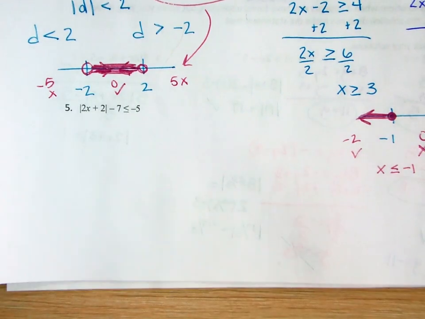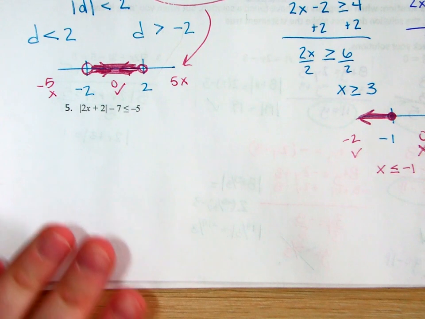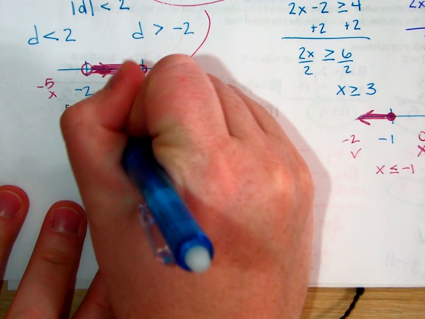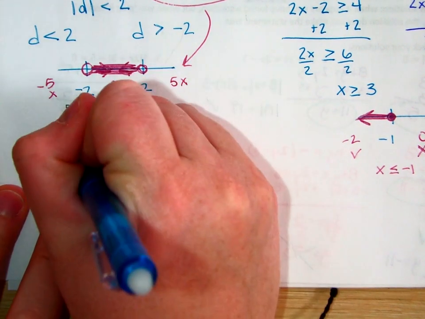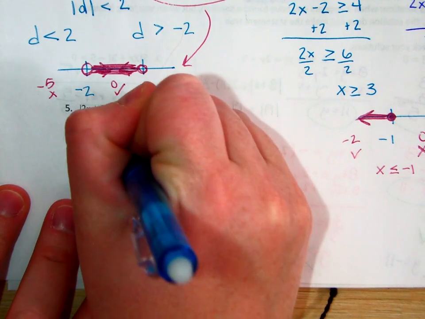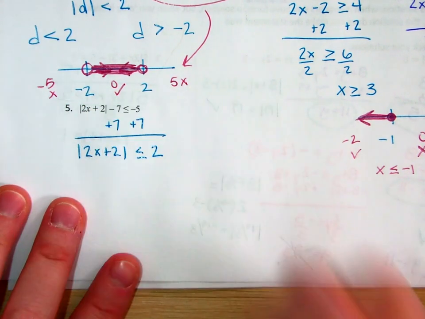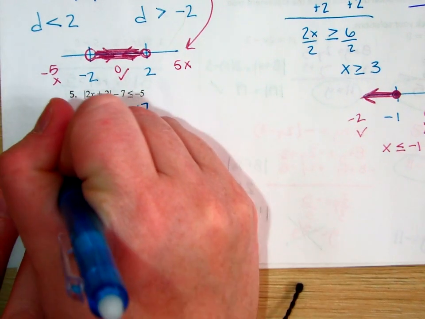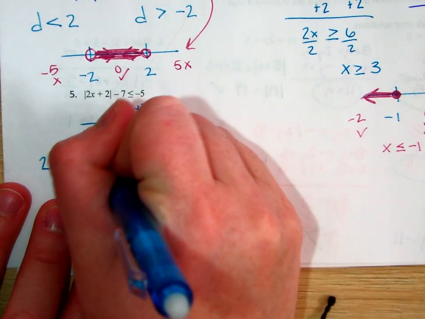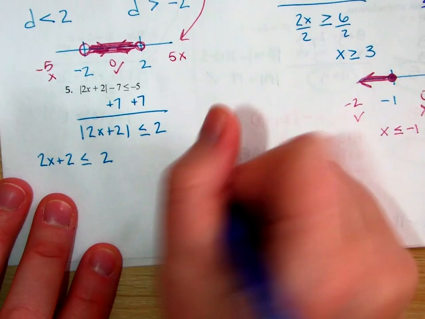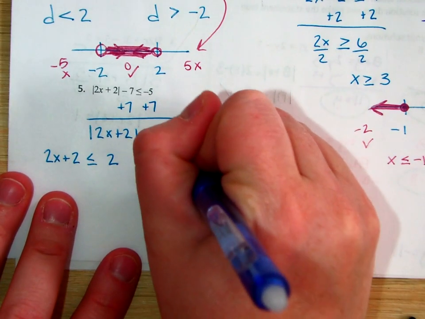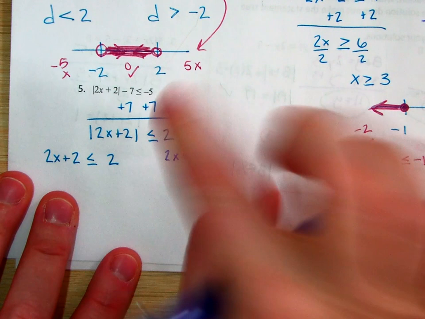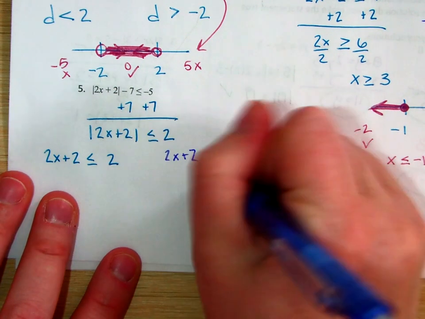Last problem. Make sure when you're solving these out that you do the math that you need to do. So plus 7, absolute value of 2x plus 2 is less than or equal to 2. So I have 2x plus 2 is less than or equal to 2. That's the first case. The second case would be 2x plus 2, what's in the inequality, change the sign to minus 2, flip the inequality.